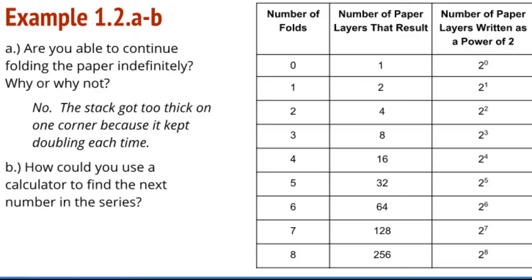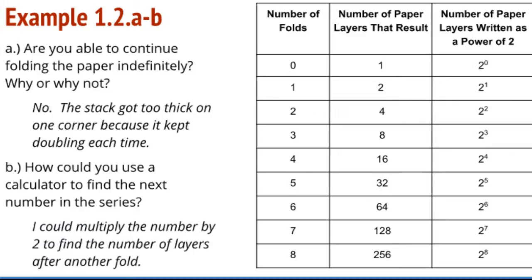So how could you use a calculator to find the next number in the series? Whether I'm at 8, whether I'm at 14 layers, how do I find the next layer? What are we doing each time? Well, we're multiplying by 2 each time. So if I stopped at 8 and I wanted to find the next layer, I would multiply by 2 again. Each time multiplying by 2. Repeated multiplication. We're multiplying over and over again. Sounds like exponents.